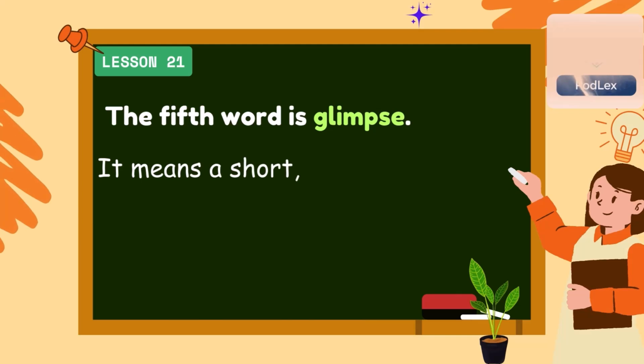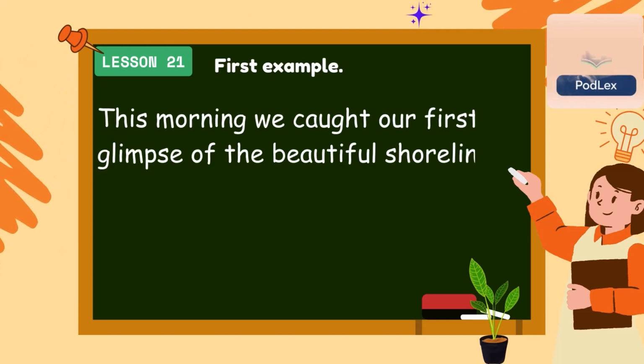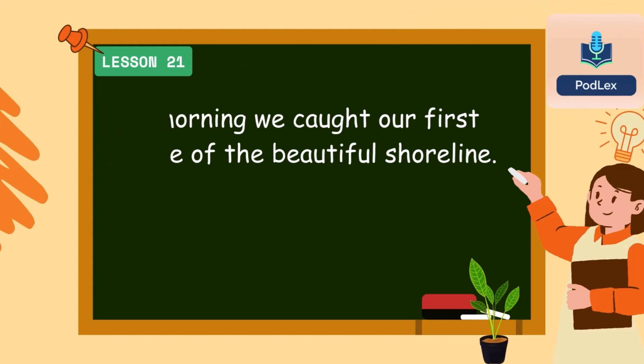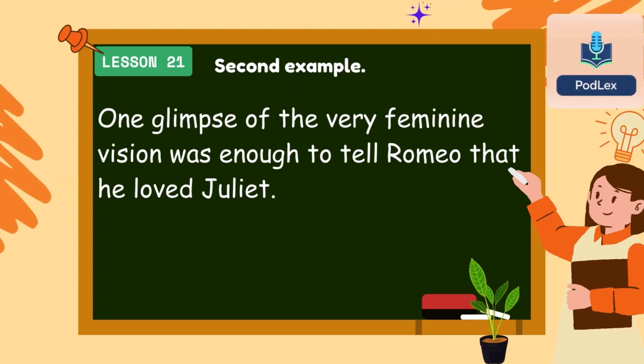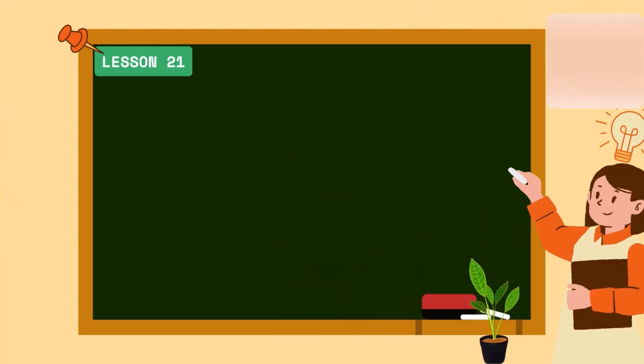The fifth word is glimpse. It means a short, quick view. First example. This morning we caught our first glimpse of the beautiful shoreline. Second example. One glimpse of the very feminine vision was enough to tell Romeo that he loved Juliet.